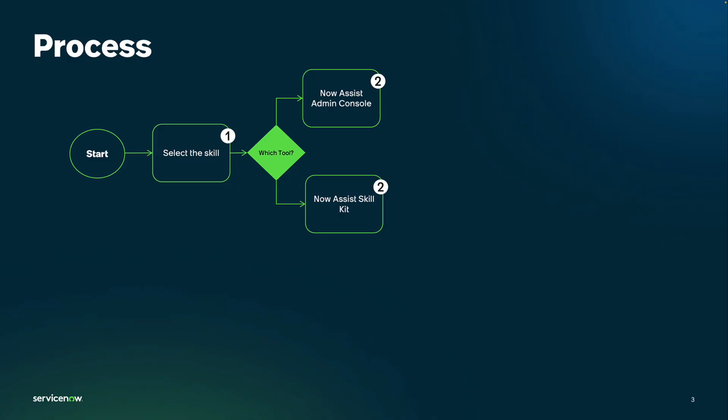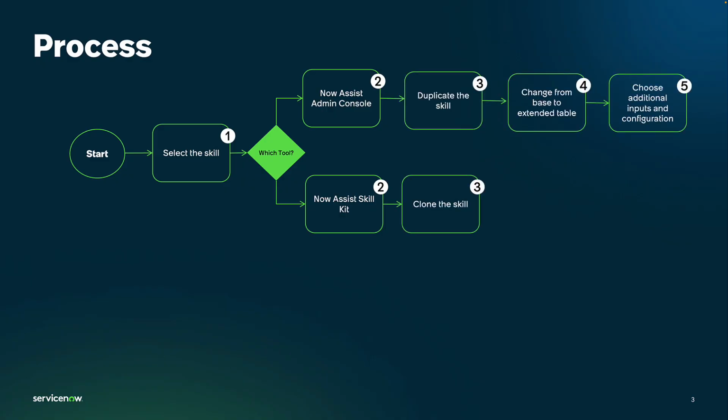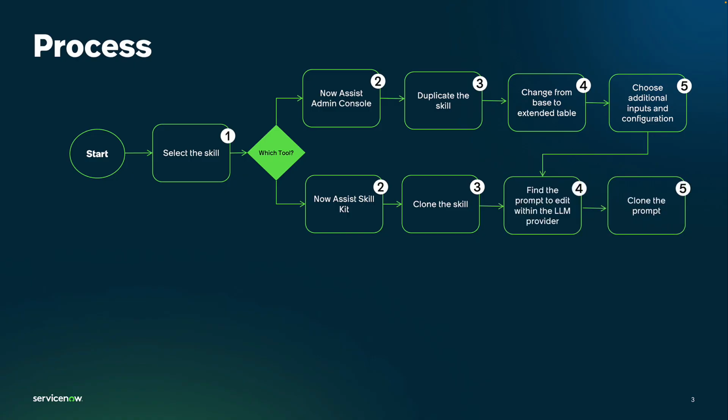Let's imagine you're going to use Admin Console. What you're going to see is that, similar to Skill Kit, you duplicate or clone the skill. The difference is that in Console, you will see and change the base table to the extended table, in the case of case summarization. Then you will choose additional inputs and configuration that are required for that skill to function. Both of these processes actually merge at this step.